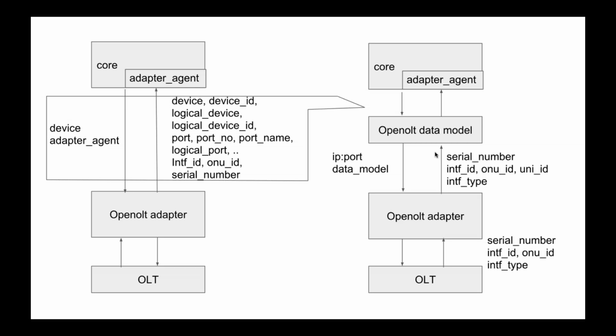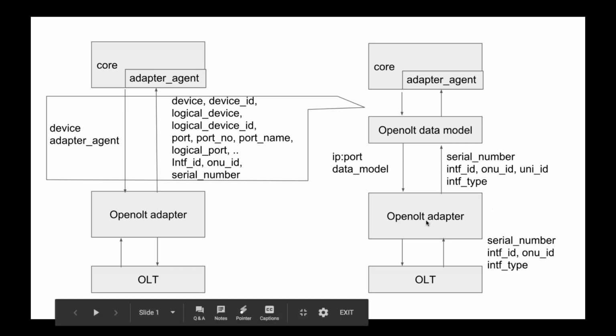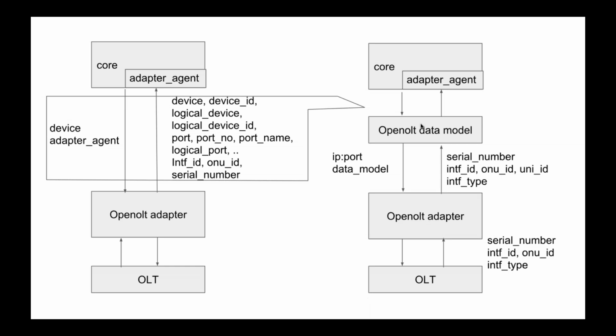Because the example you list, the serial number, interface ID, ONU ID, is all ONU related information. What about the OLT, the device ID, logical, all those? You're saying all those parameters will still be kept on the interface between the OpenOLT model and the adapter agent? I'm giving an ONU example because that is the one that has more examples of this. But yes, the data model does the same thing with the OLT.